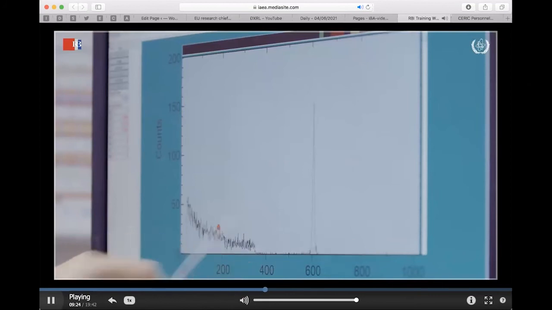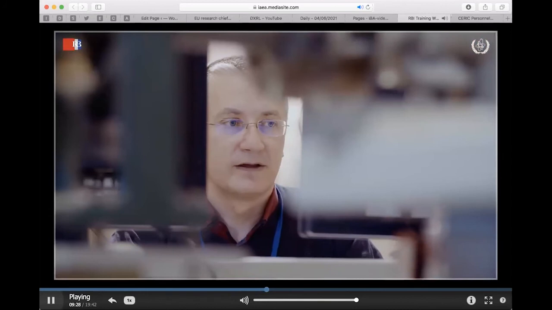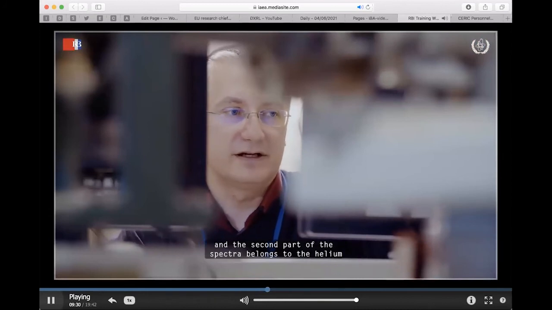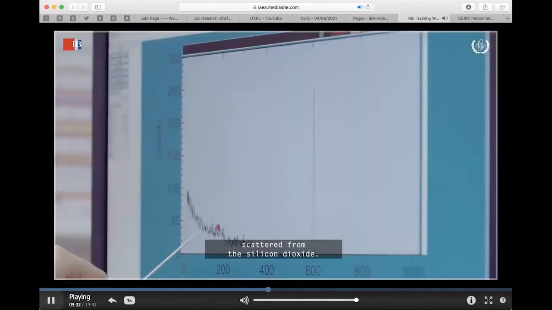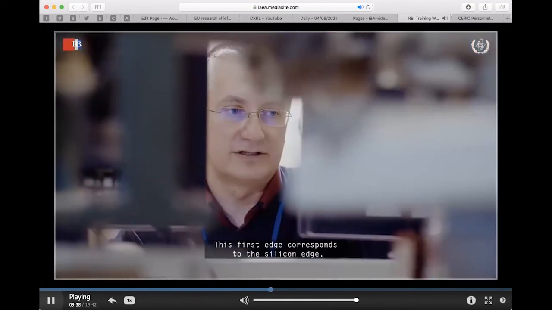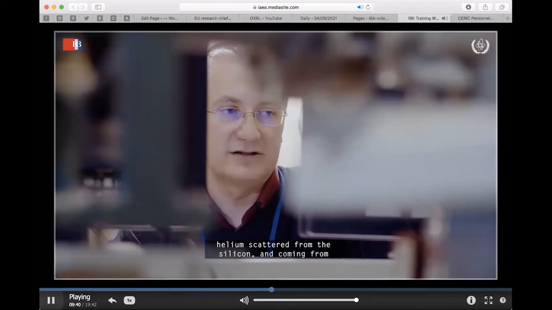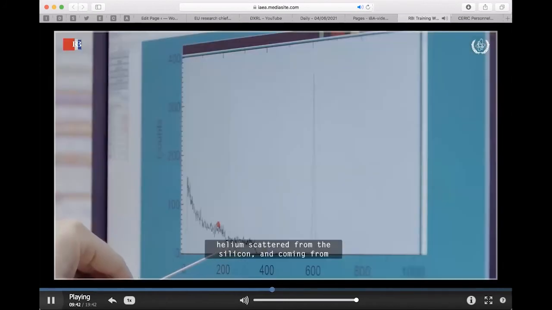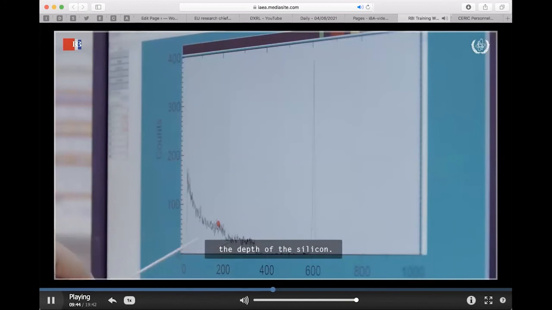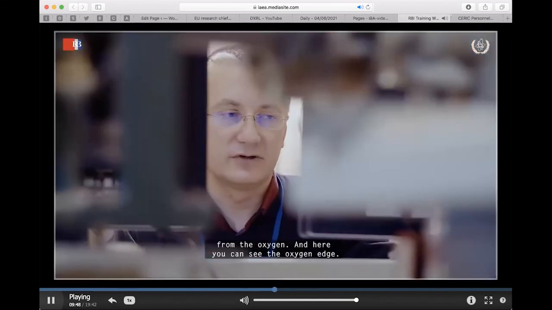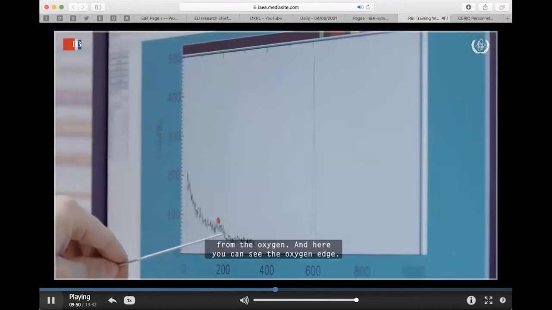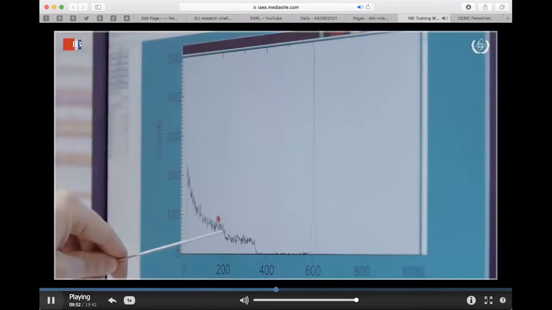to the gold. And it's a peak, that means that the layer is very thin. And the second part of the spectra belongs to the helium scattered from the silicon dioxide. This first edge corresponds to the silicon edge, helium scattered from the silicon and coming from the depth of the silicon. And on this spectra is superimposed helium scattered from the oxygen. And here you can see the oxygen edge.